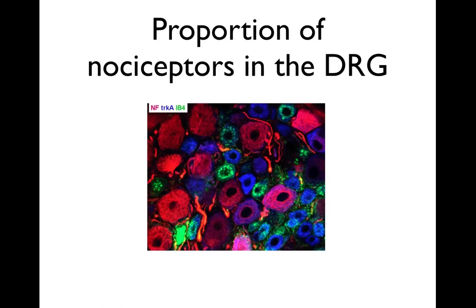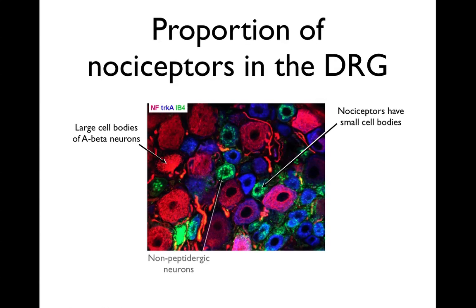So if we look in the dorsal root ganglion, we'll see that it's made up of several cells. We can split these very basically into large cell bodies, which belong to the larger A alpha and A beta neurons, and the smaller cell bodies, which belong to these A delta or C fibres. We can then stain these in several different ways.